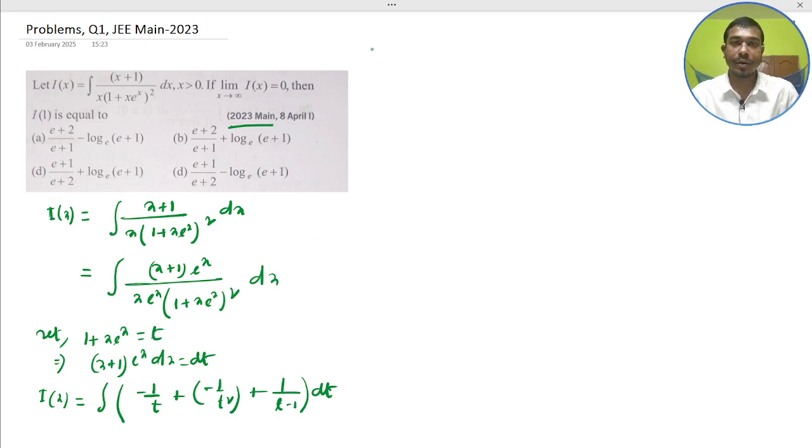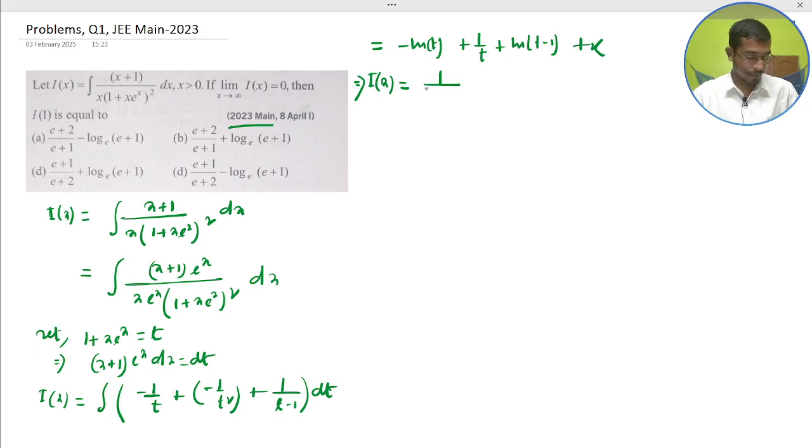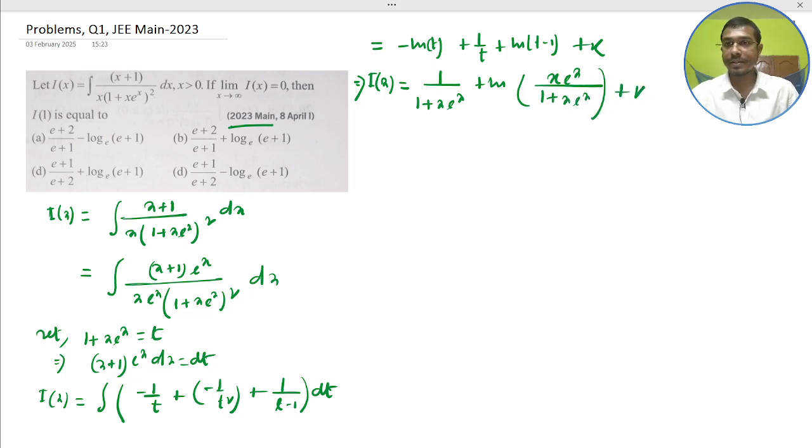So here the integration would be what? Minus ln t, for the first one, plus 1 by t, for the third one, ln of t minus 1, do it yourself, plus the arbitrary constant. So that implies I would be 1 by (1 plus x e to the power x) plus ln of x e to the power x divided by (1 plus x e to the power x), plus the constant.